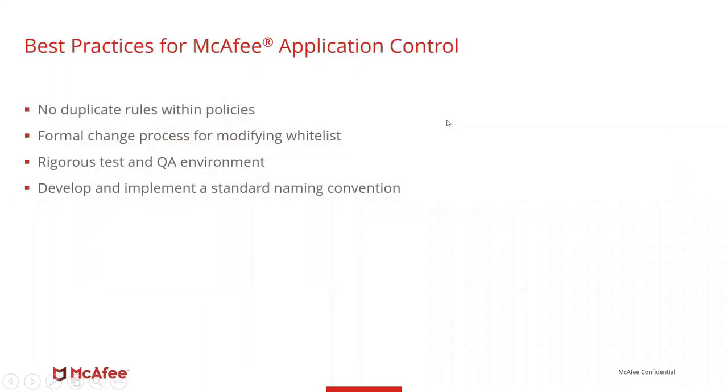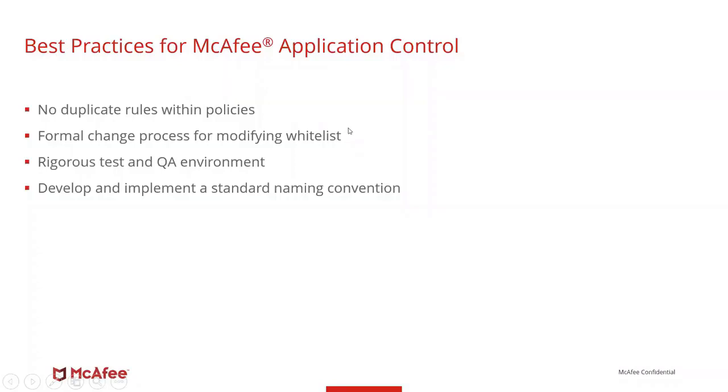So best practices for the product. These are some recommendations and kind of the biggest ones that Ben and I put together from a list. First and foremost, you want to make sure that there's no duplicate rules in your environment. It sounds simple, but it really confuses the logic if it sees multiple rules for the same process. So definitely take those out. You want to have a formal change process in place to modify your whitelist. And what we mean by that is kind of like a strong governance process.